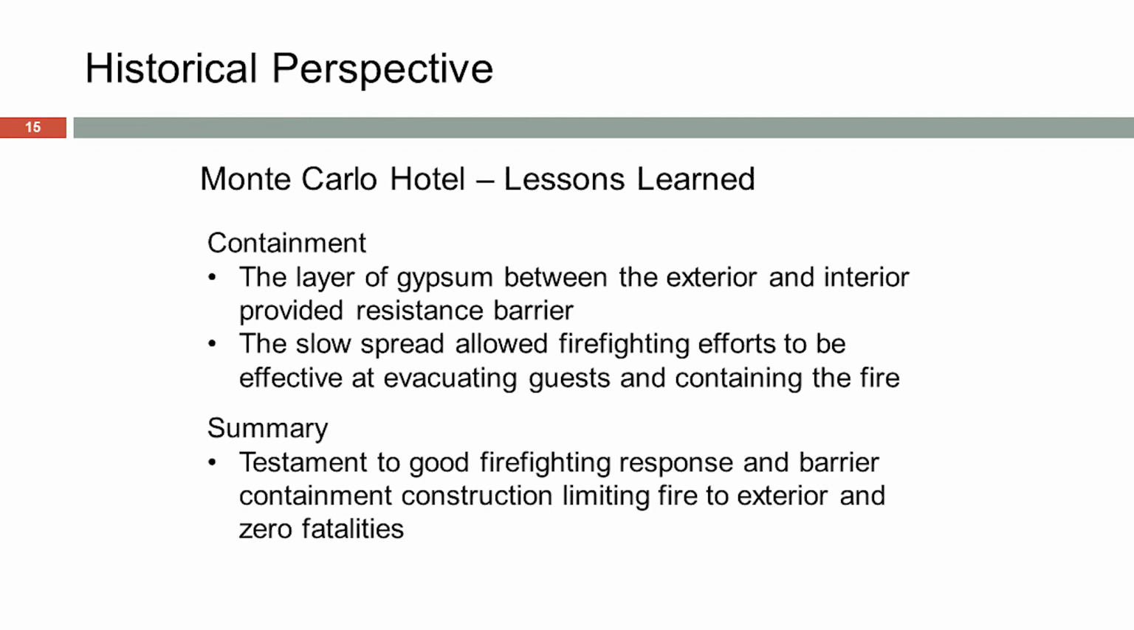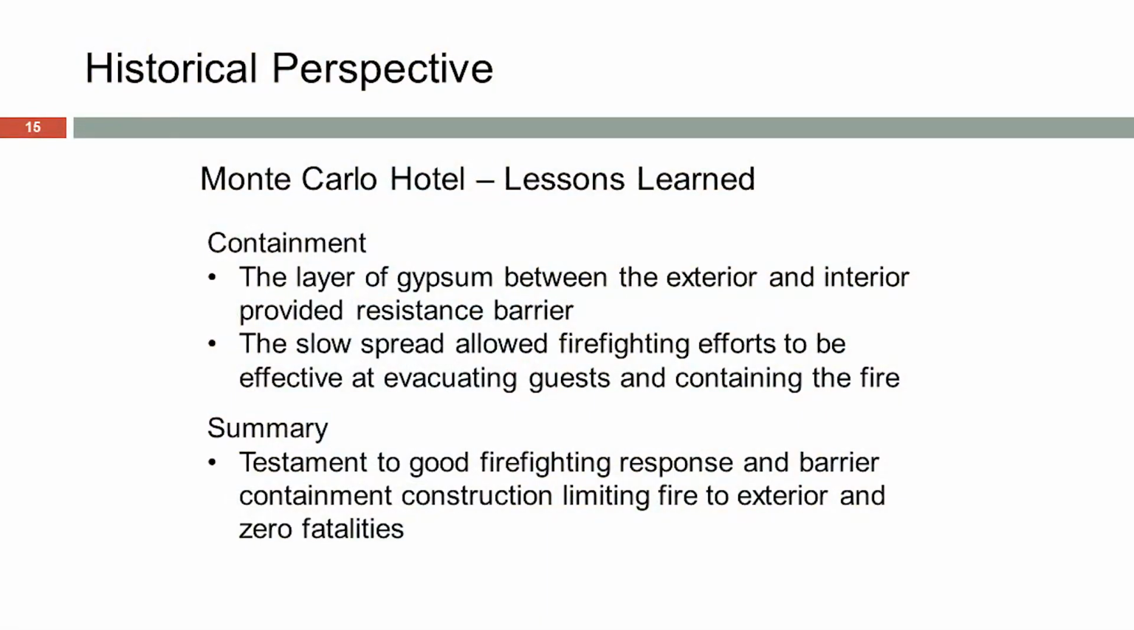The fire was contained and the people were evacuated. There was enough time allowed because of compartmentation. It's a vital concept when you are looking at fire control systems, following the egress point from where people are to where they need to go, and how the compartmentation aspects are maintained. And a lot of that has to do with our systems, pressurization and evacuation systems. The layer of gypsum between the exterior and interior wall provided enough of a barrier to allow the slow spread. And it's a testament to good firefighting response and barrier containment.